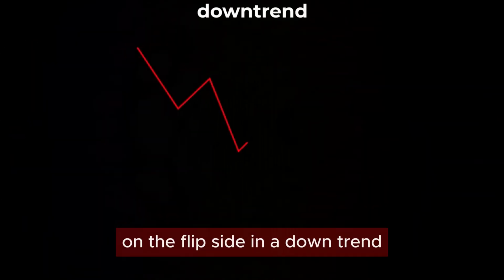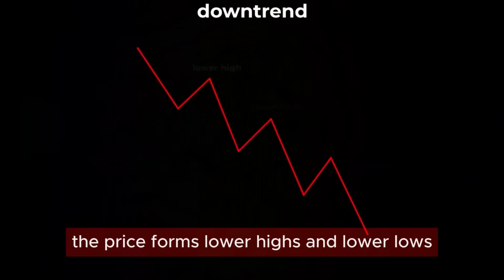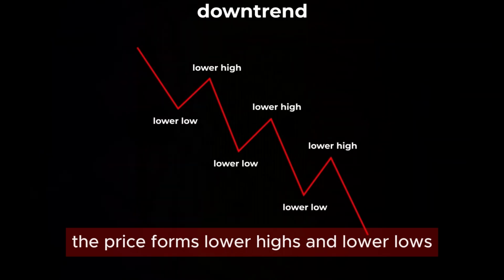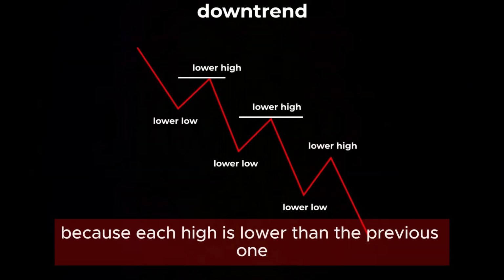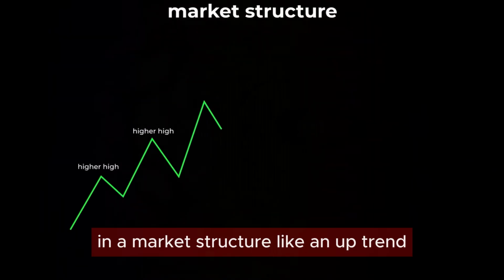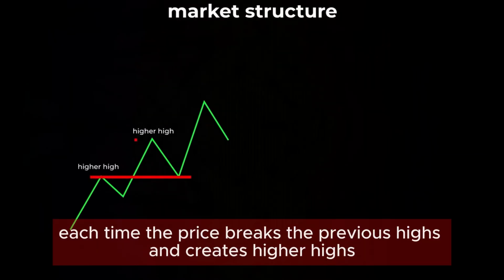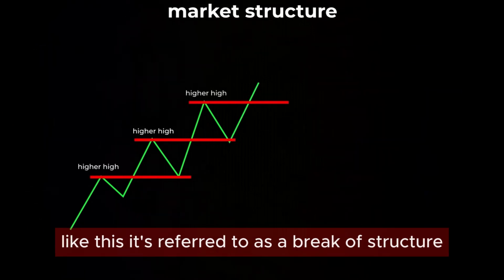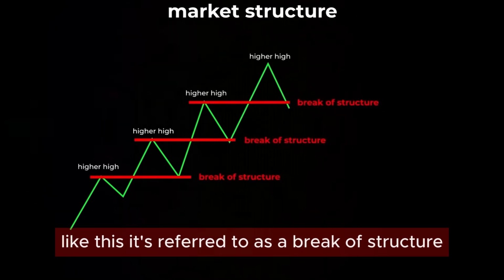On the flip side, in a downtrend, the price forms lower highs and lower lows. These are called lower highs because each high is lower than the previous one, and lower lows because each low is also lower than the previous one. In a market structure like an uptrend, each time the price breaks the previous highs and creates higher highs, like this, it's referred to as a break of structure.